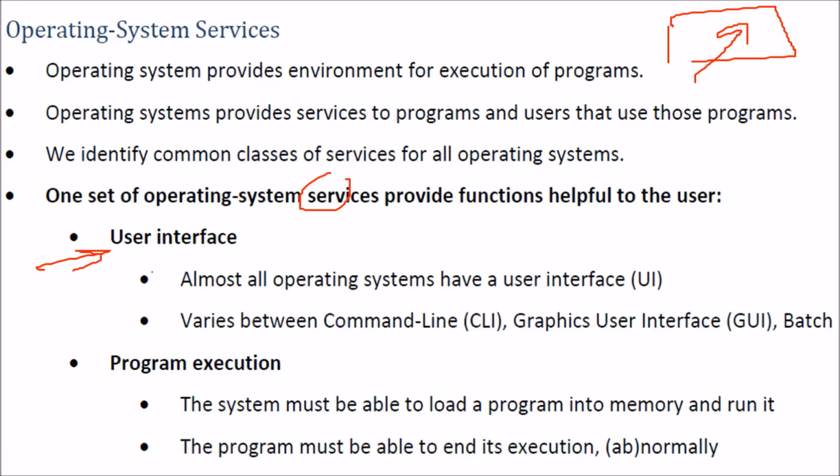First of all, we have the user interface. That means the interaction between the user and the system. So you can have a CLI, that is a command line interface. You can have a graphical user interface, or you can even have a batch interface. So in program execution, the system should be able to take the program and load it into memory. Once the program is done, it should take the program out of the memory. It may be able to execute it or stop it abnormally.